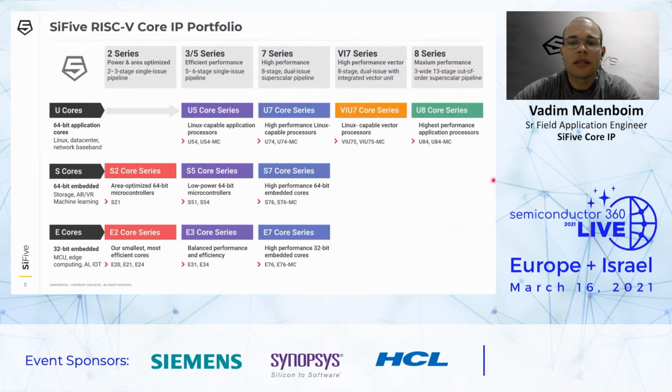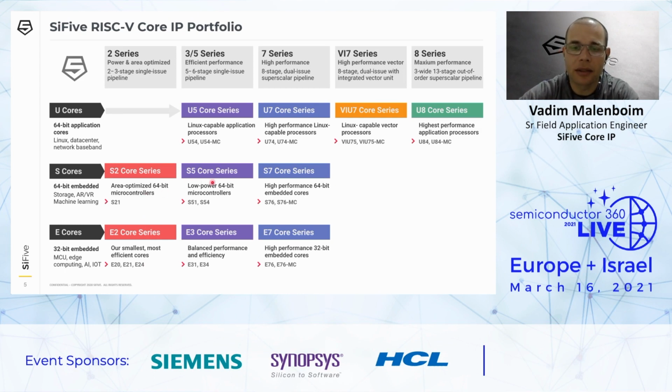The 3 core lines are segmented into performance series. With 2 series, we target small and deeply embedded designs. The smallest possible 2 series core is around 13K gates. We have several pre-configured cores with 2 to 3 stages of pipeline, with or without tightly coupled memories, and with optional floating point unit. One of the unique cores that we have is the S2 core, which is a 64-bit small embedded core.